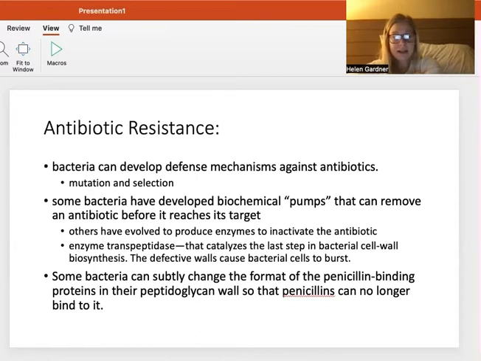Penicillin works by inhibiting an enzyme like transpeptidase that catalyzes the last step in bacterial cell wall biosynthesis. The defective walls cause bacterial cells to burst. Some bacteria can subtly change the format of the penicillin binding proteins in their peptidoglycan wall so that penicillins can no longer bind to it.